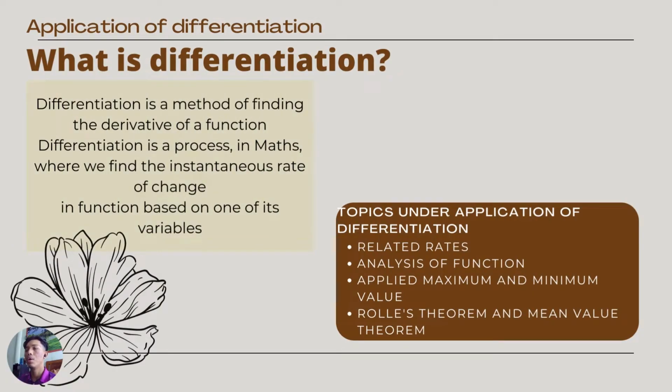Next, about the introduction. What is differentiation? Differentiation is a method of finding the derivative of a function. It is a process in math where we find the instantaneous rate of change in a function based on one of its variables. The topics under application of differentiation are related rates, analysis of function, applied maximum and minimum value, Rolle's theorem and mean value theorem. And we are going to present about Rolle's theorem and mean value theorem.